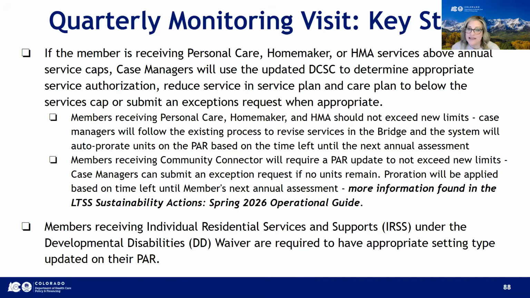Case managers need to follow existing processes that we have for the system to revise services in the bridge. And for these services, the system will auto prorate units on the PAR based on the time left until the next annual assessment. Members who are receiving Community Connector require a PAR update as well, and also not to exceed the new limits. Case managers can submit an exceptions request if no units remain after their reduction to the cap, and proration will be applied based on the time left until the member's next annual assessment at that 5%, which is no more than 52 units per month for the remaining service plan period.